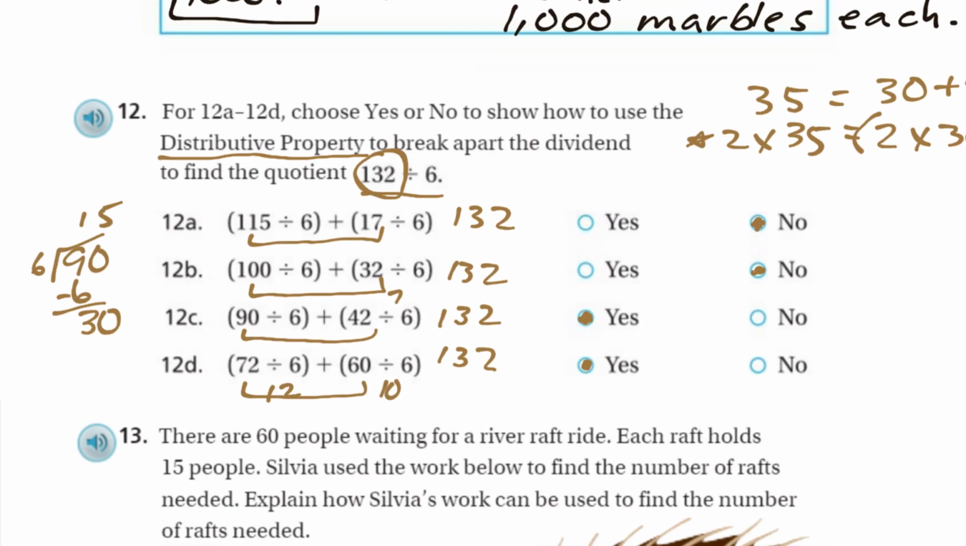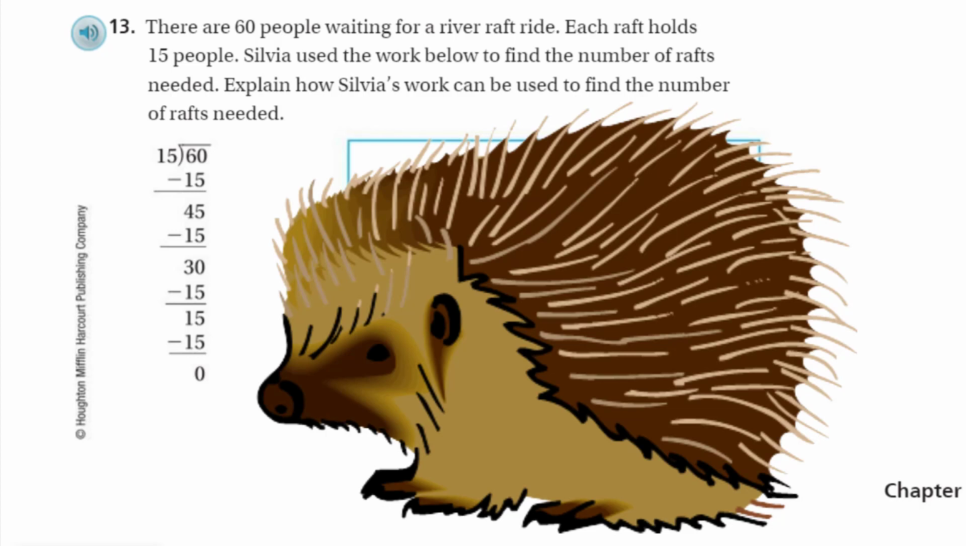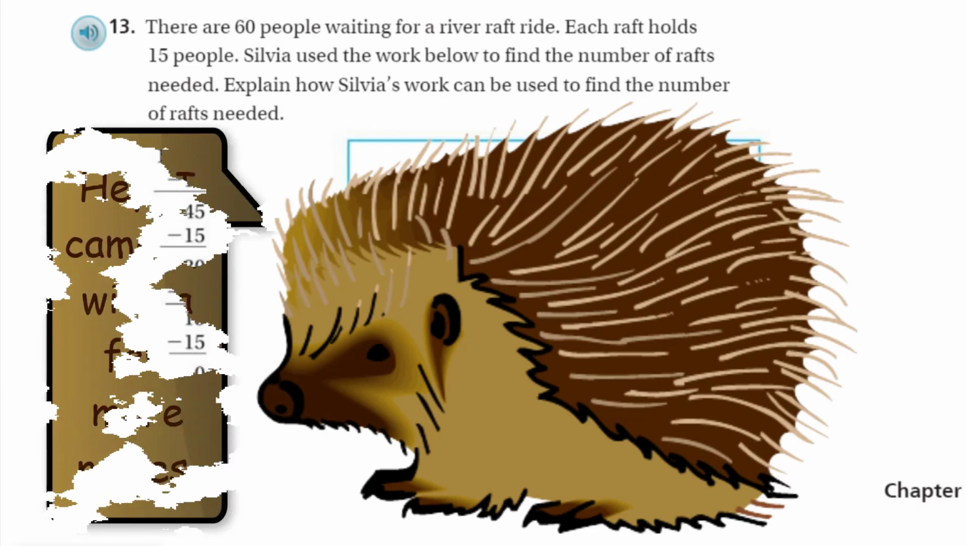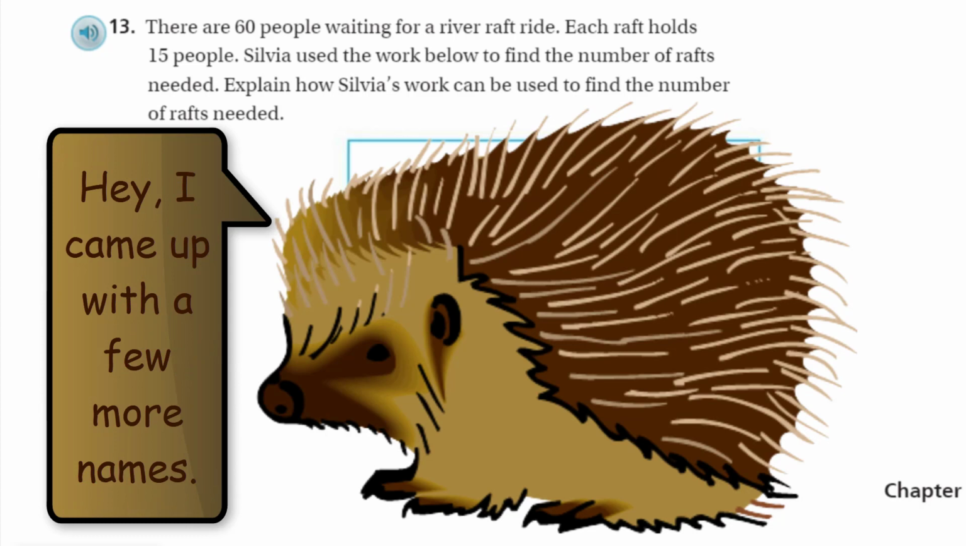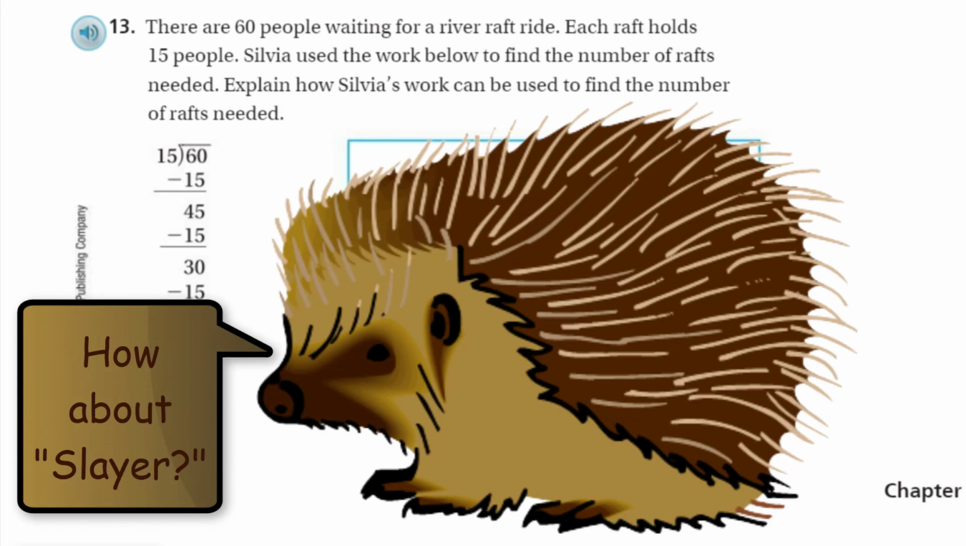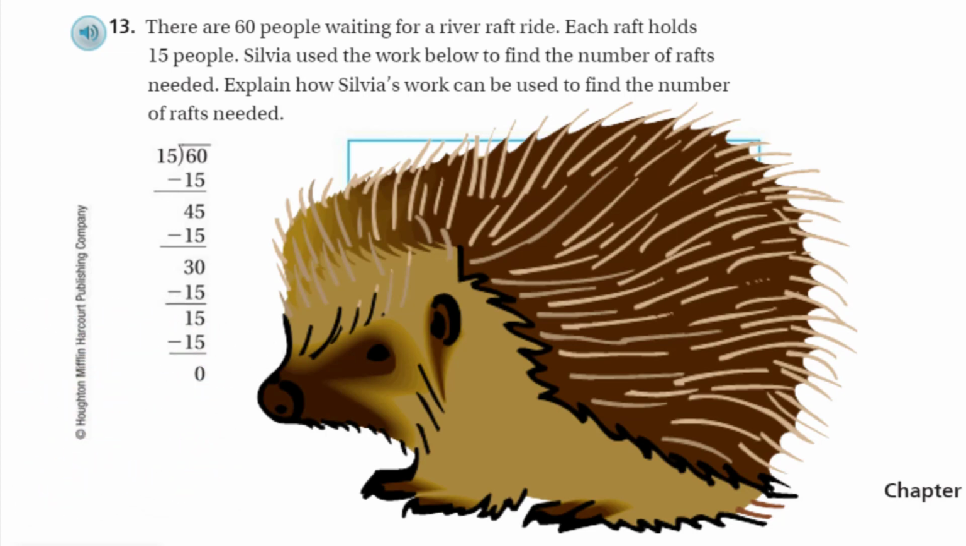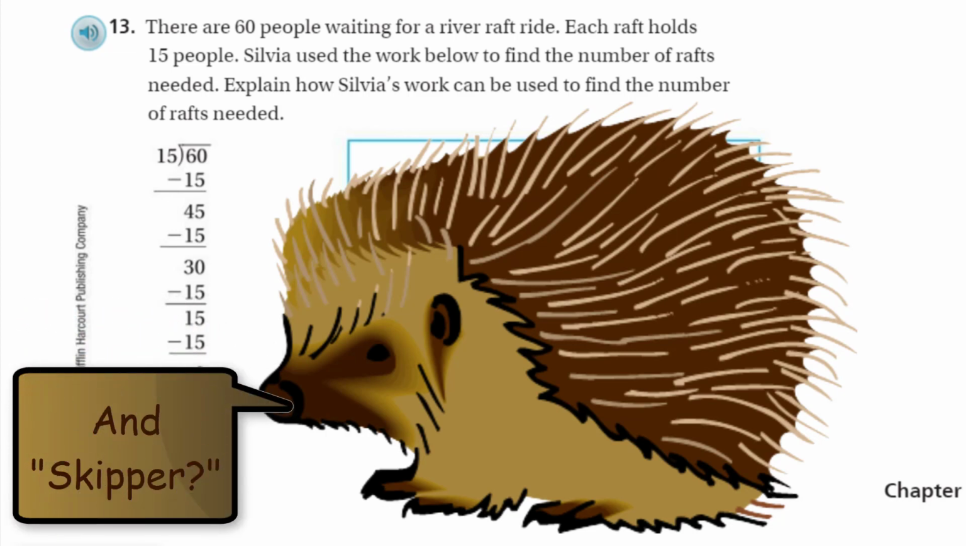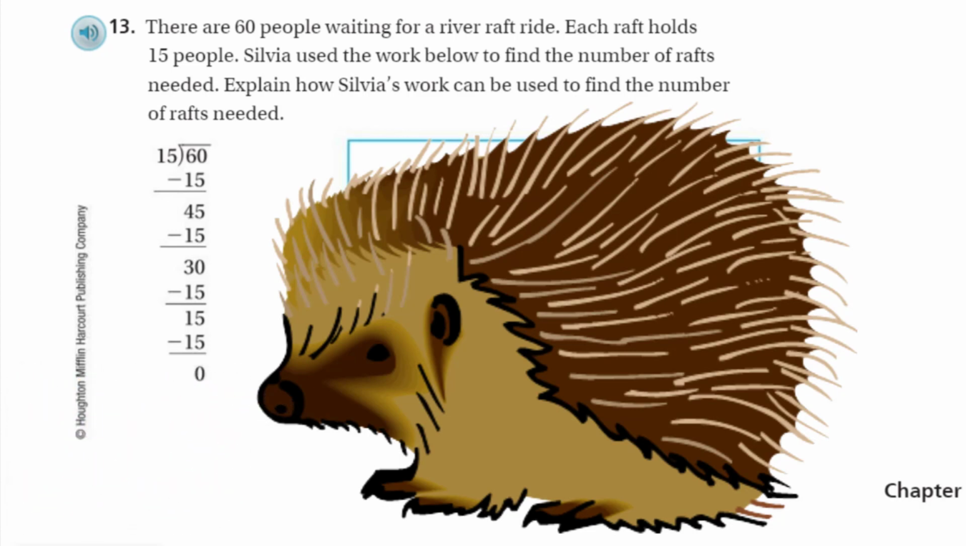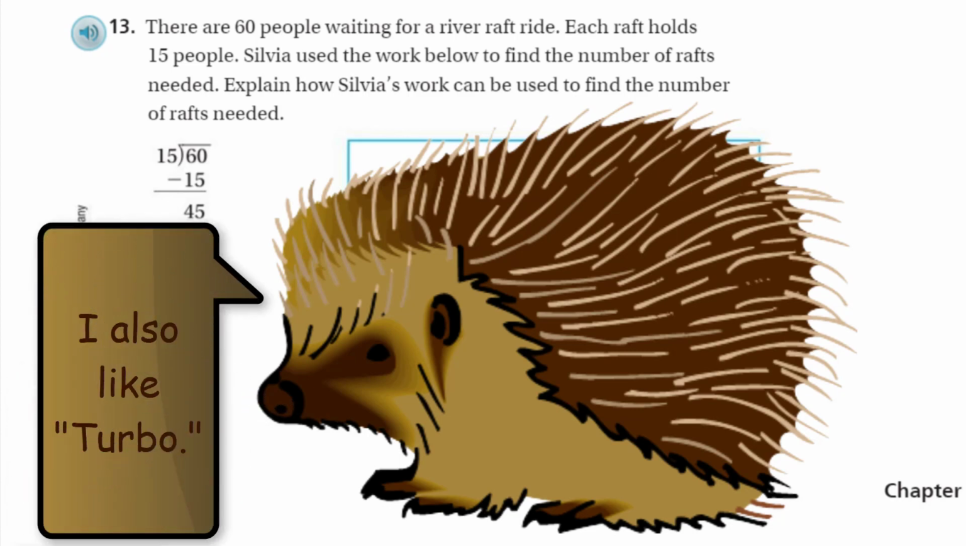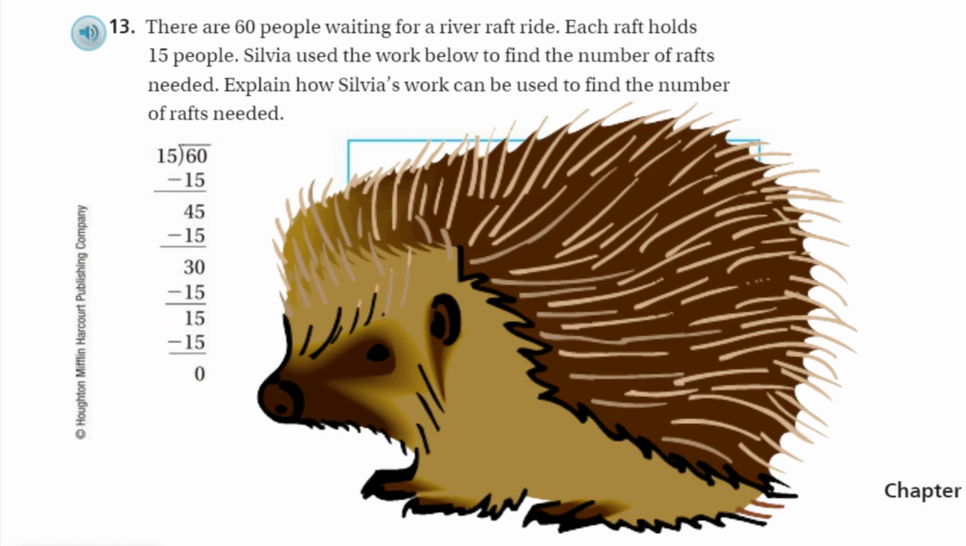Woohoo! Oh, there he is, our little friend there. Hey, what's going on? Oh, really? You came up with another name? I mean, a few of them? Okay. Slayer. I love it. Slayer and Skipper. Skipper. Oh, and Turbo. Because you guys run really fast. Oh my goodness, those are so many good names. Wow, you came up with a lot of good names.